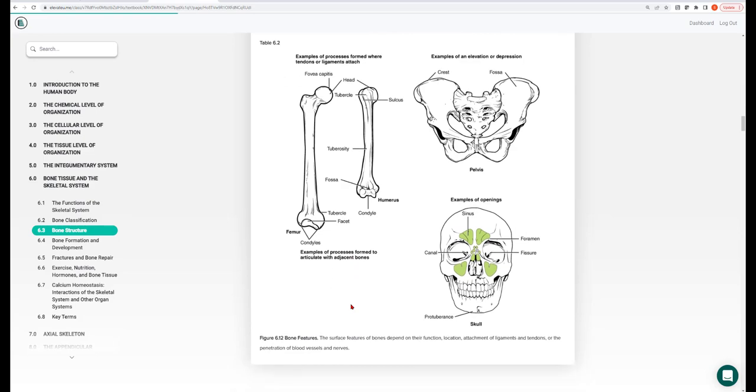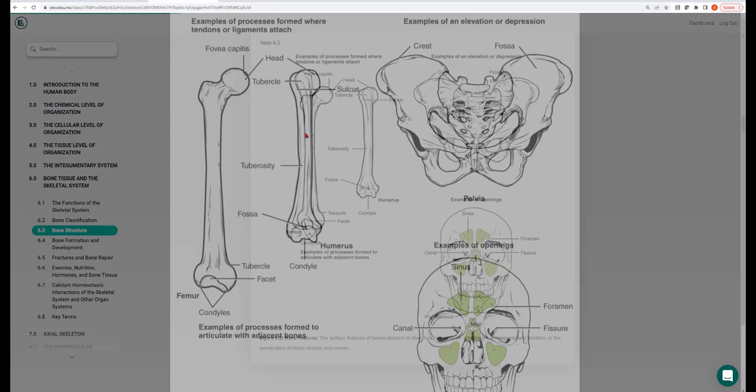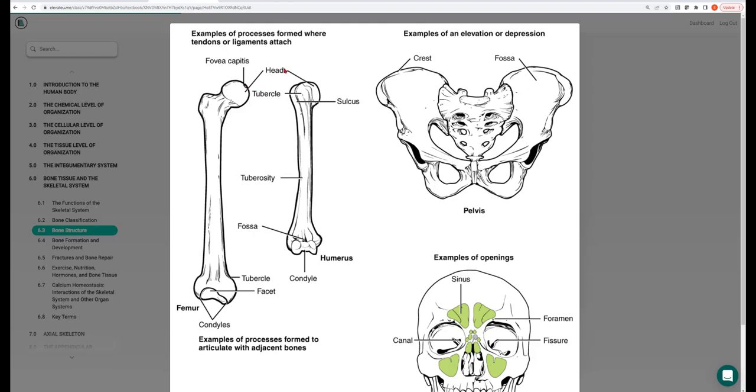Here are just a couple of pictures to show you, and you'll be learning most of these, these different bone markings, these different surface structures. Crests, like the crest of the moon, the very top of the pelvic bone is called the crest. A sulcus is a groove. A tuberosity doesn't look like anything here, but if you had the actual bone in your hand, you would see a roughened area where a tendon attaches.